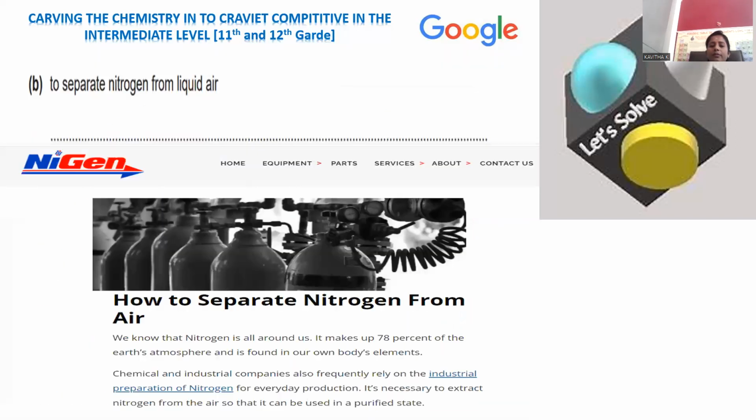Move on to the second one. The second method is where we are going to separate nitrogen from air, right? First of all, we have to know the requirement of this nitrogen, why we have to take this nitrogen, why we need this nitrogen, then we will go for the separation of nitrogen from the air.